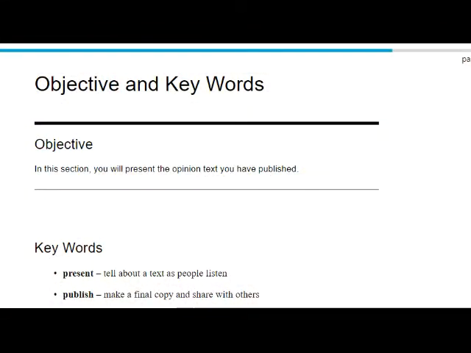Objective. That's what you need to do. In this section, you will present the opinion text you have published. Here are the key words. The word present means to tell about a text as people listen, and the word publish means to make a final copy and share with others.